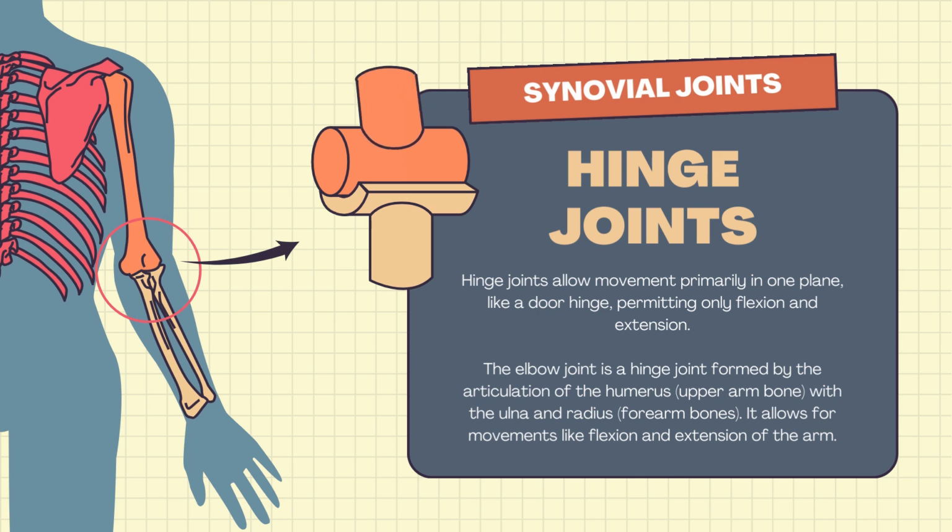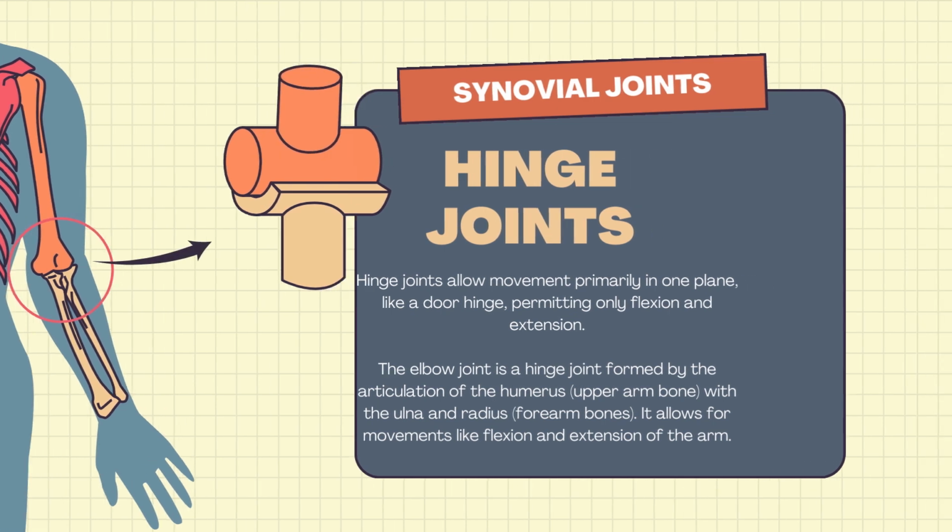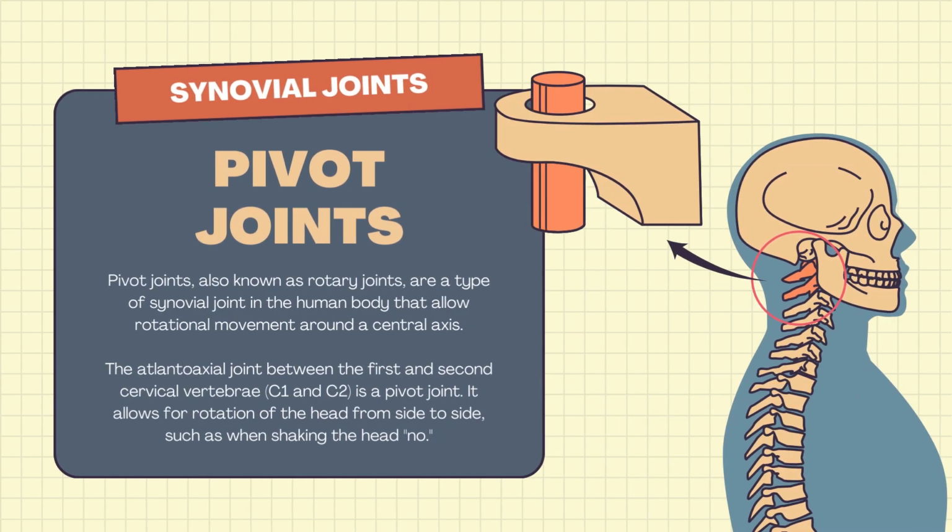The elbow joint is a hinge joint formed by the articulation of the humerus, upper arm bone, with the ulna and radius, forearm bones. It allows for movements like flexion and extension of the arm. Pivot joints, also known as rotary joints, are a type of synovial joint in the human body that allow rotational movement around a central axis.